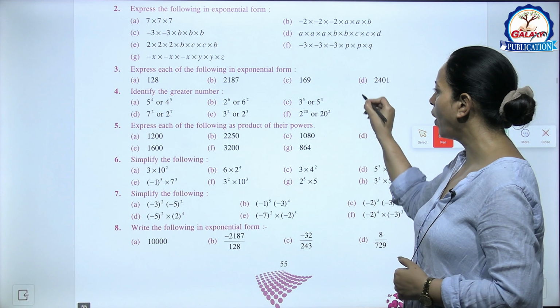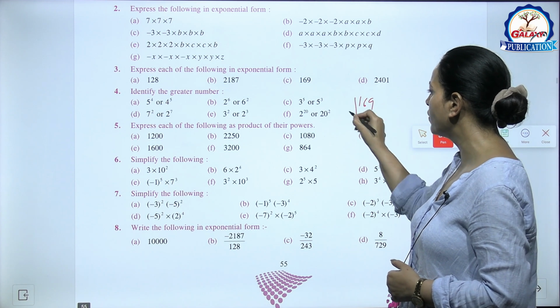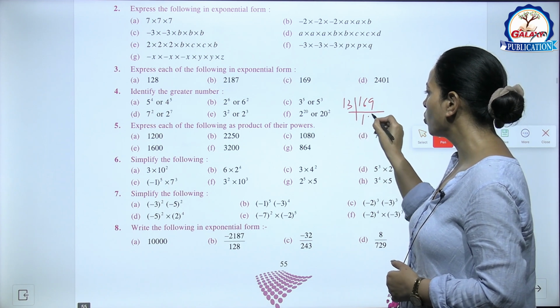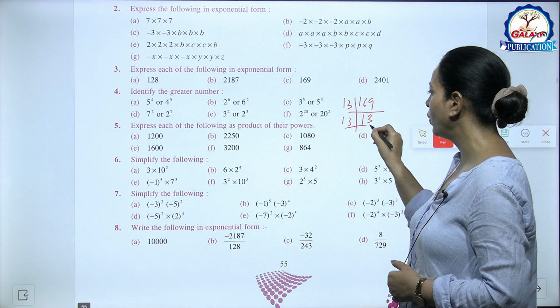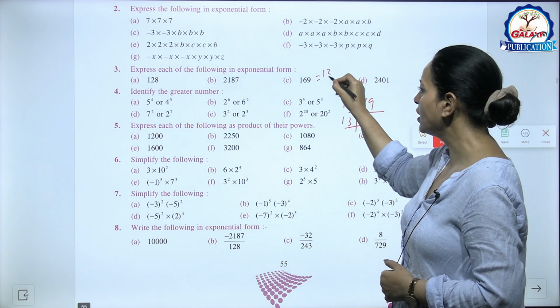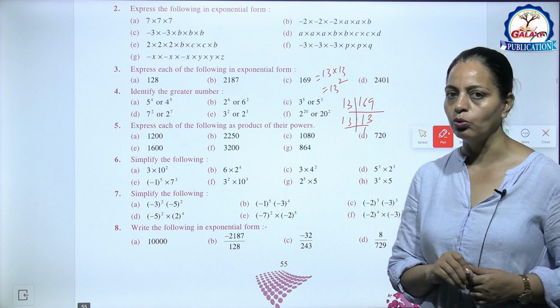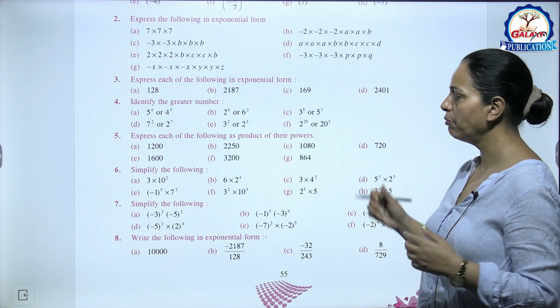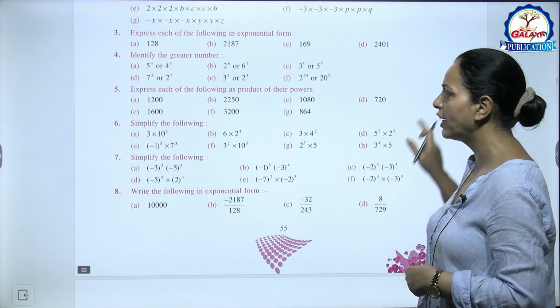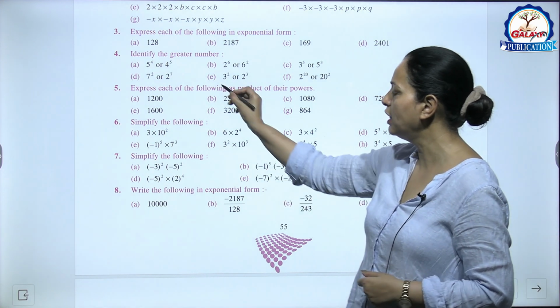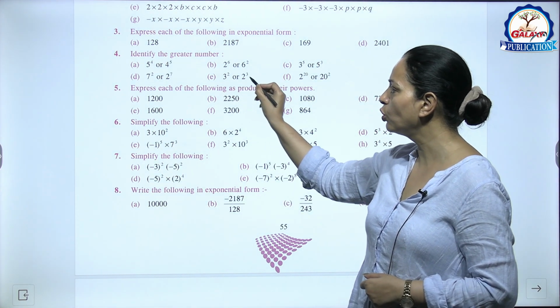Now c part, 169. This is only divisible by 13. So what will you get? You will get 13 into 13, means 13 raised to the power 2. Okay. Similarly, you can try remaining parts. Now fourth question, identify the greater number. Like E part, 3 raised to the power 2 or 2 cube.